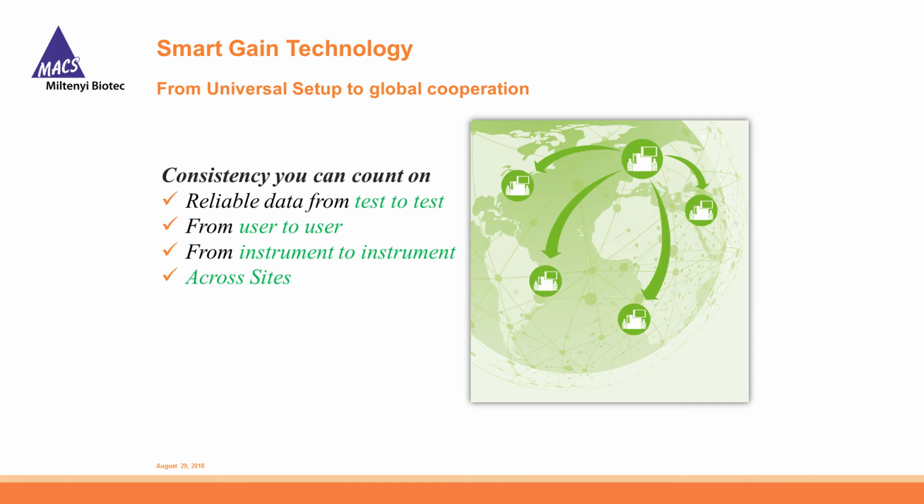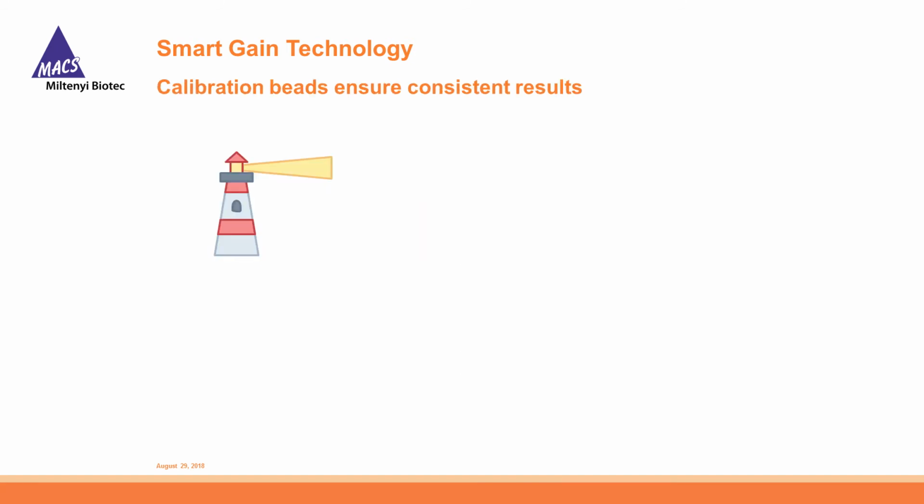And so this really translates to reliable data from test to test, from user to user, from instrument to instrument, and across sites. So we have a lot of companies and even academic groups that collaborate around the globe, and to be able to align instruments and do experiments in an aligned way is really, I think, a challenging process in the current environment. And one of the key points we wanted to focus on was making that easier for our users that have the MACSQuant platform. And so what this really comes down to is the reliability from kind of a universal standard.